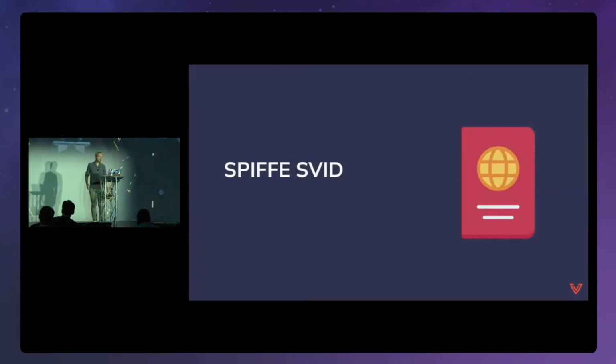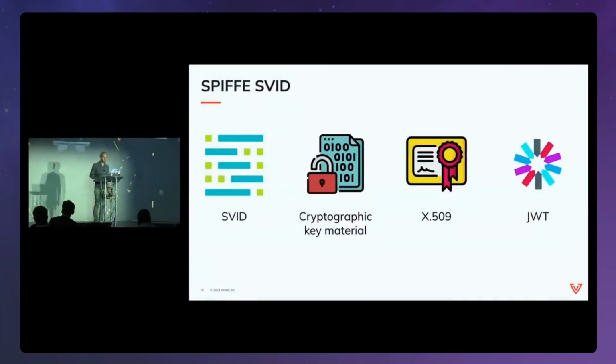And this is why we need a SPIFFE verifiable identity document, or SVID. This is comparable to the passports we carry around and how we can get verified at border control. A SPIFFE verifiable identity document, or SVID in short, is a cryptographically signed identity document that can be used to verify the identity of a workload within a specific trust domain.